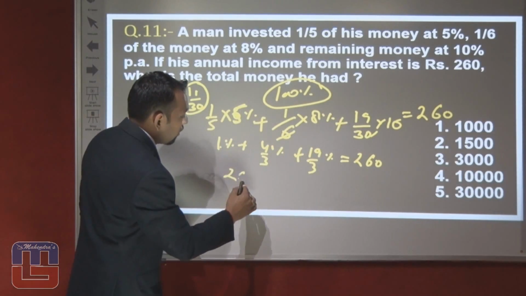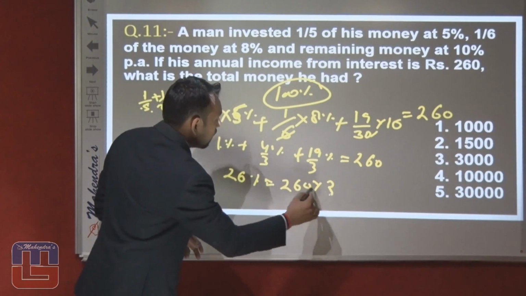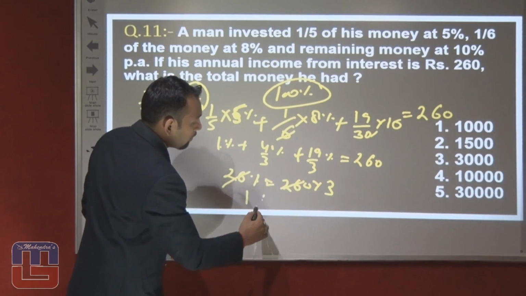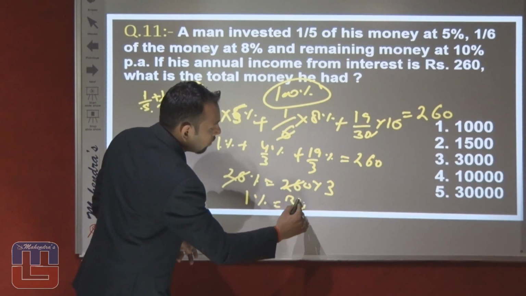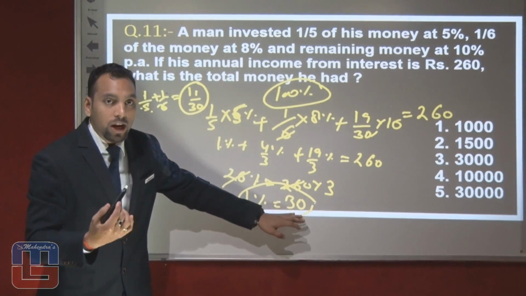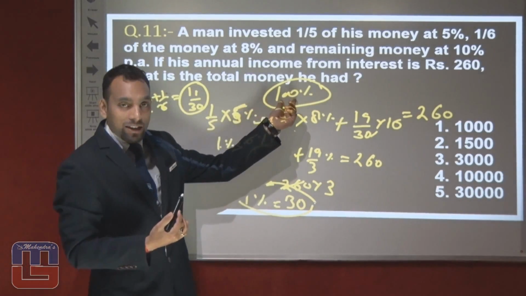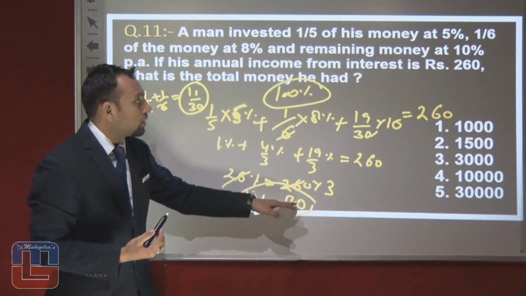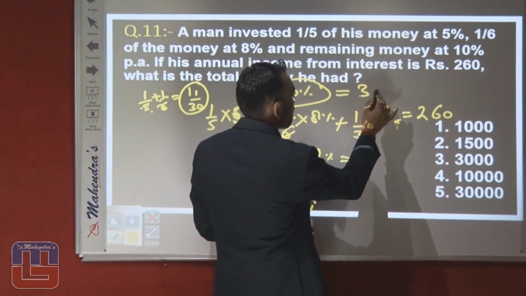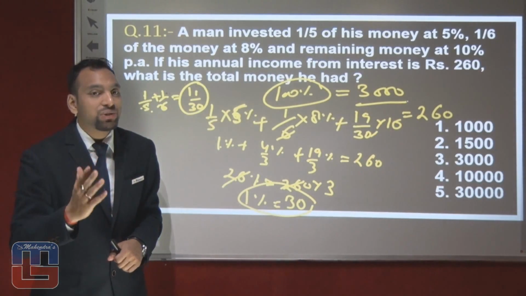Or we can say that 26% will be equal to 260 into 3. So 1% will be equal to 30, and we have to find the money he had, which is 100%. So if 1% is 30, 100% will be 300. So the answer of this question will be 300.